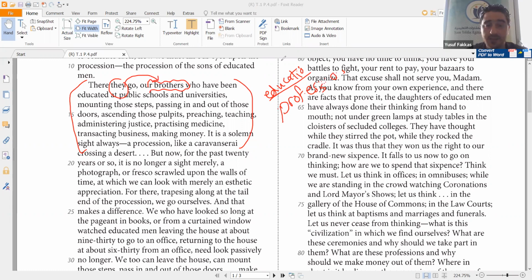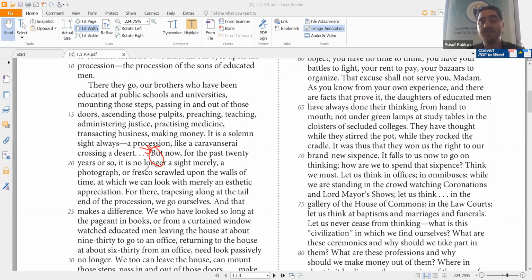Okay, so apparently I should know here that that's not where I can get my answer, right? It's a solemn sight, always a procession, like a caravanserai crossing a desert. But now, look, what did we say last time? We're going to have a question here because we have a shift word, which is but. But now, what happened? What's the change? What is the shift? For the past 20 years or so, it's no longer a sight merely. It's not just a photograph or a fresco scroll upon the walls of time at which we can look with merely an aesthetic appreciation. Now here we know that there's a change, right?